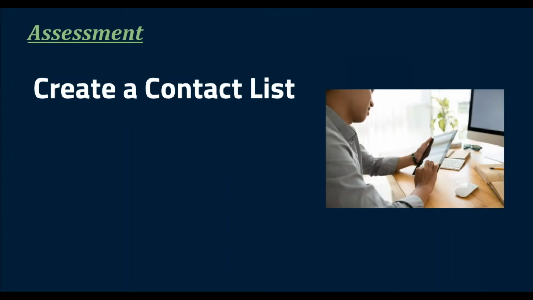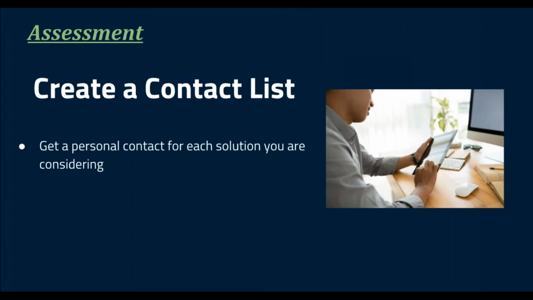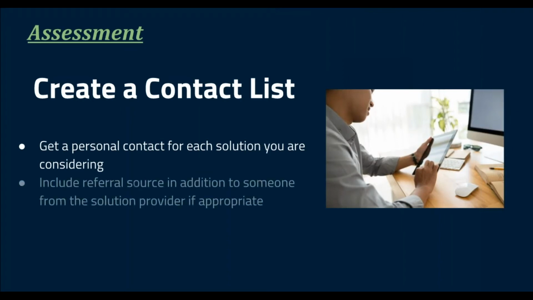Next step, create a contact list. Get a personal contact for each solution that you're considering. This should be fairly easy. If they're one of those well-established businesses, they should have a sales team. They should be very eager to help you, and you should have a personal contact for any solution that you're actually considering. If somebody referred this to you, put their name next to that solution as well so that you can remember who referred this to you, and now you have multiple people. These people are being incorporated into your trusted advisor group, and they're going to give you feedback on what the solution does, and they're going to help you answer the questions that you have created for yourself.